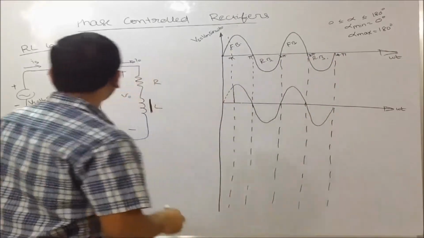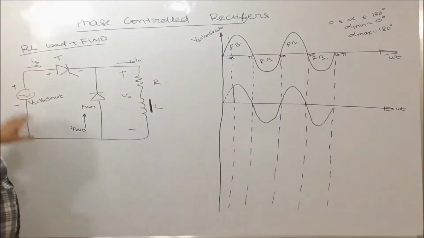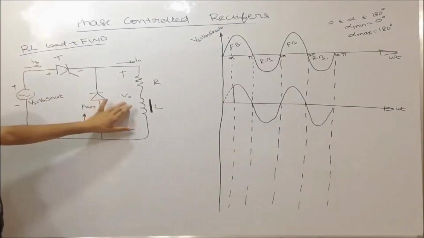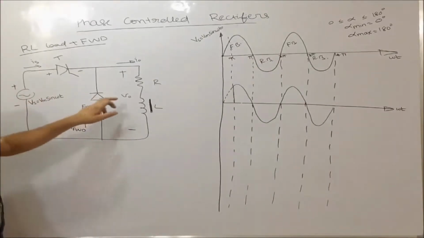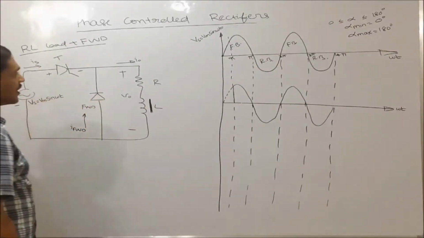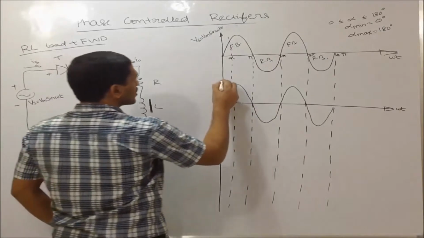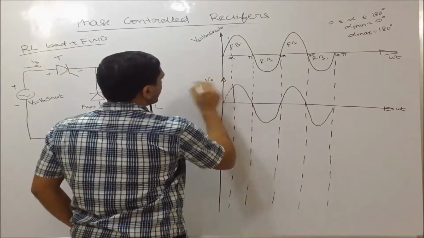From alpha, it starts conducting. When it conducts, V0 is equal to Vs. So V0 is equal to Vm into sin omega t. That is what I have drawn. This is the waveform of V0.